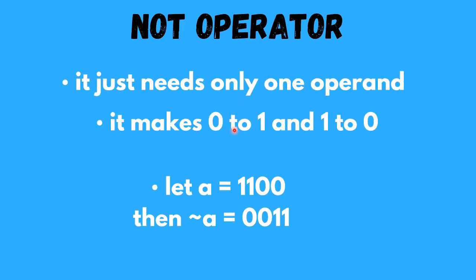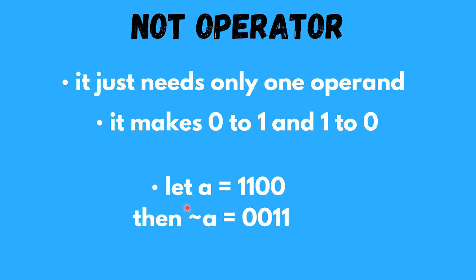Now at last, looking at the NOT operator, it needs only one operand, it does not need two operands A and B. If you want to apply the NOT operator, you only need a single operand, let's say A. So what's the purpose of the NOT operator? It makes 0 to 1 and 1 to 0. That means whatever result you have, it will change that result. If you have a result like 1, it will change to 0, and if you have a result as 0, it will change to 1.